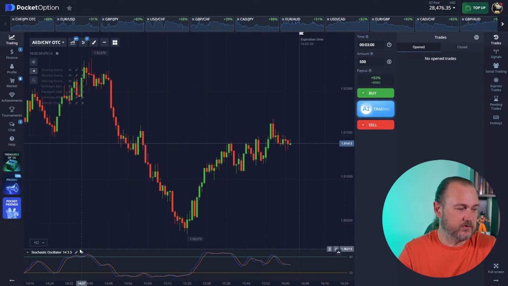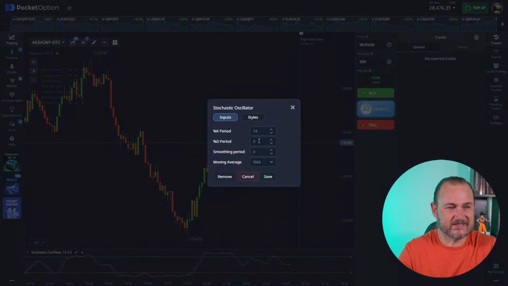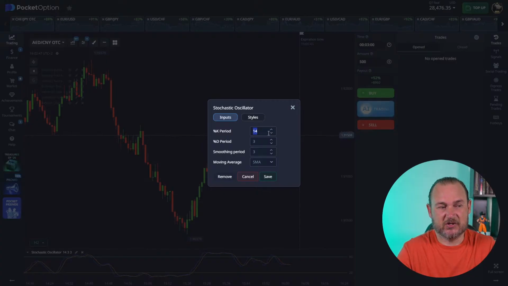If we open up the settings on the stochastic oscillator, we will see that we have a K period. This is the number of candles we look back. It's currently set to 14, which means that the current value is calculated using the last 14 candles. The D period is set to 3. This is the moving average, or the average value, of the last 3 K values.